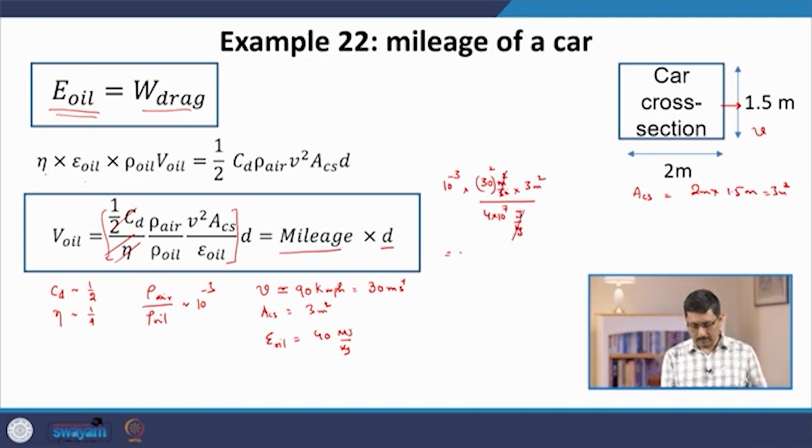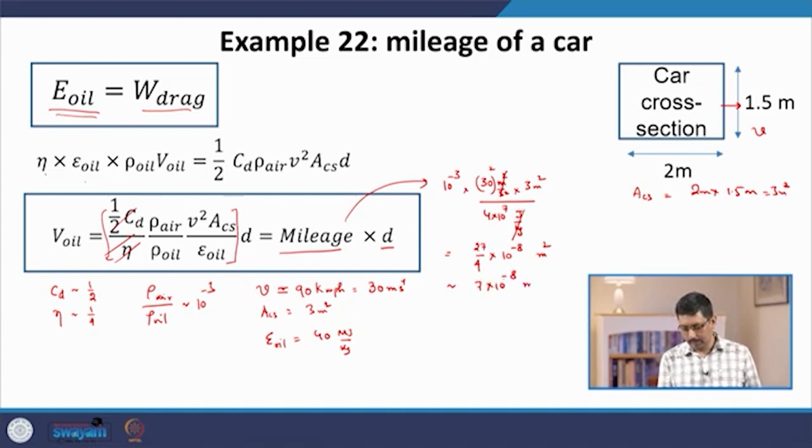So, this is the factor of mileage. This is going to give you about 27 by 4 into 10 to the power minus 8, and so your mileage turns out to have a dimension of area. So, this is approximately 7 into 10 to the power minus 8.